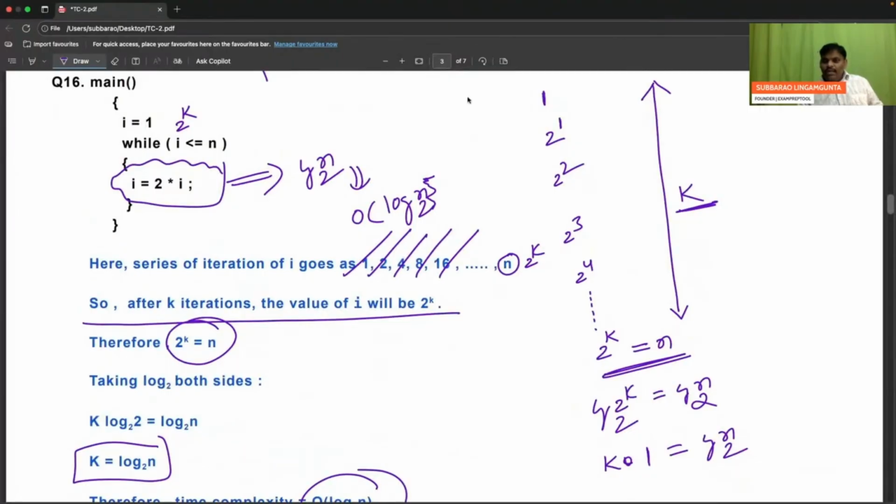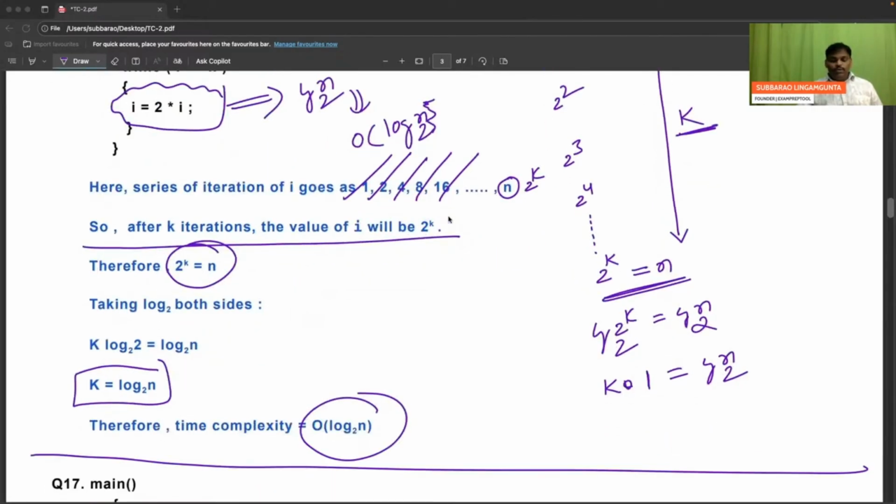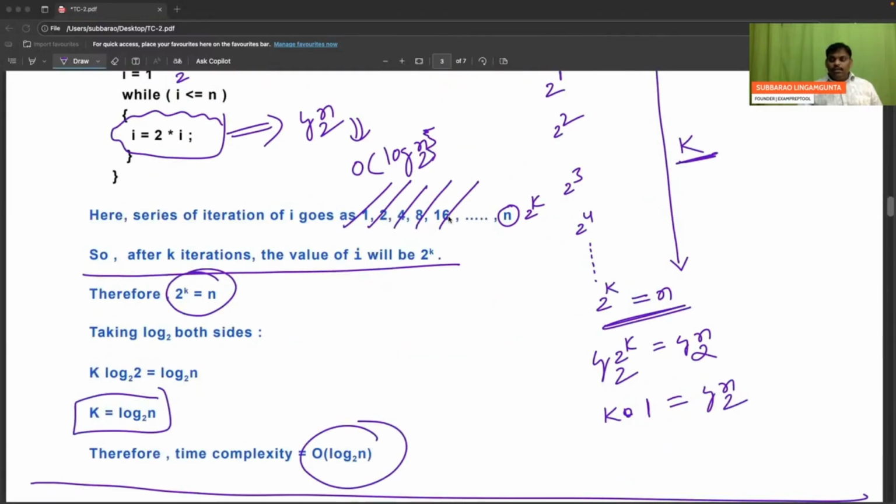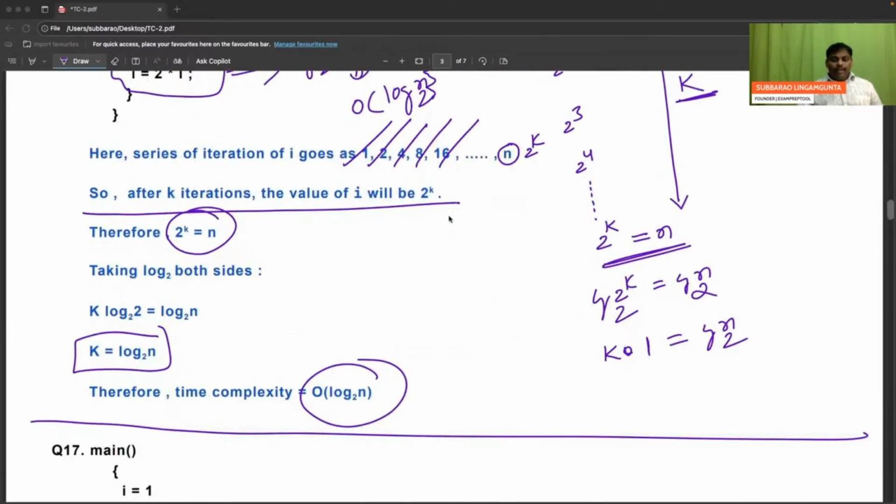Let me know if anyone has any objection. You may have doubts. To me, they are very simple because I have done them many times. So the time complexity of question number 16 is log n base 2.